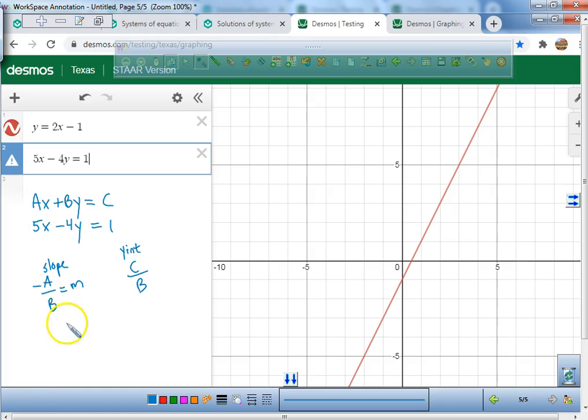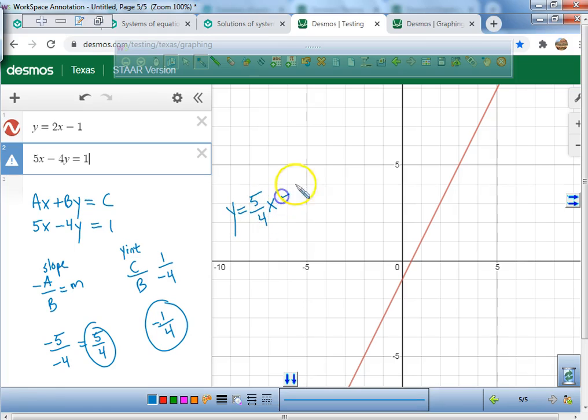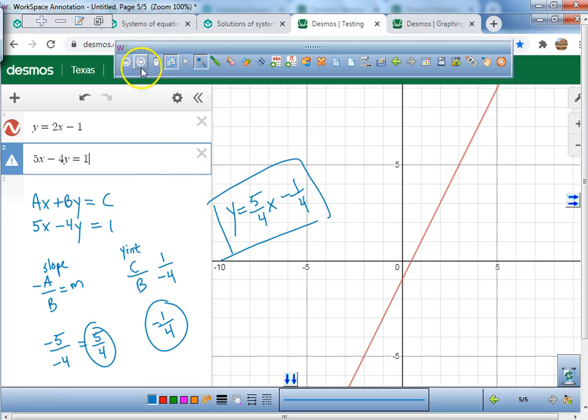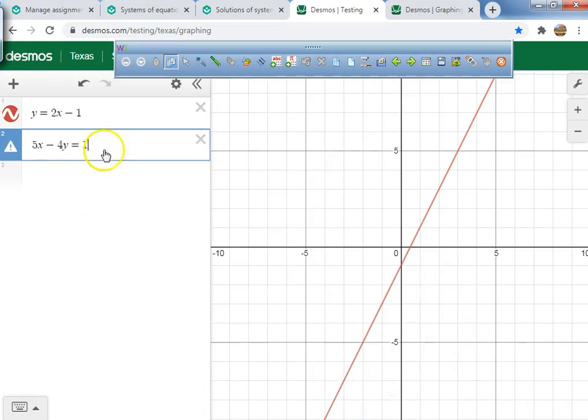So if I want to do negative a over b, I'd put negative 5 over negative 4, and that equals 5 over 4. So there's my slope. If I want to do c over b, I'm going to put 1 over negative 4. So my y-intercept's at negative 1 fourth. So I'm going to write y equals 5 fourths x minus 1 fourth. There's my slope. There's my y-intercept. Okay? 5 fourths x minus 1 fourth.